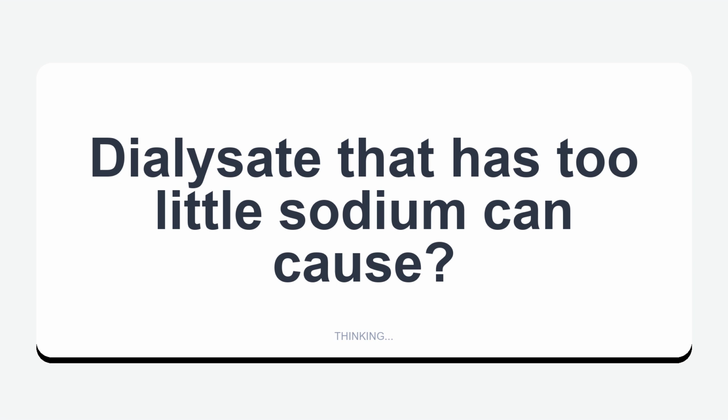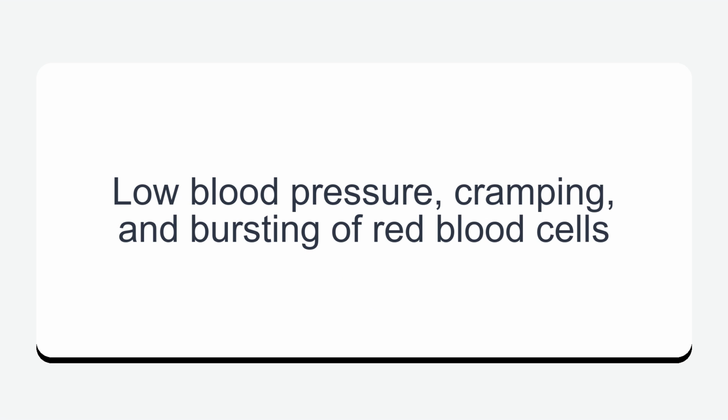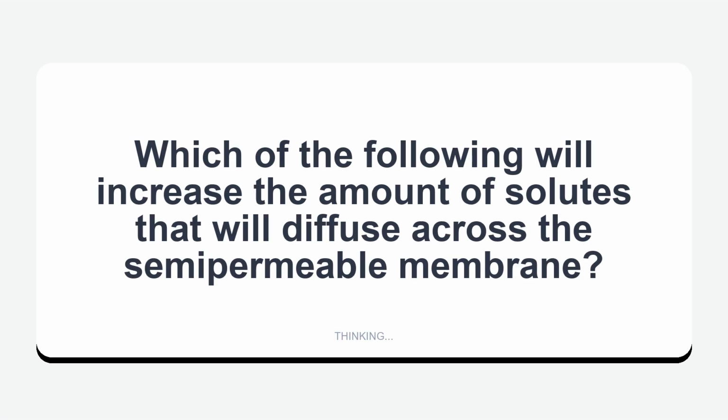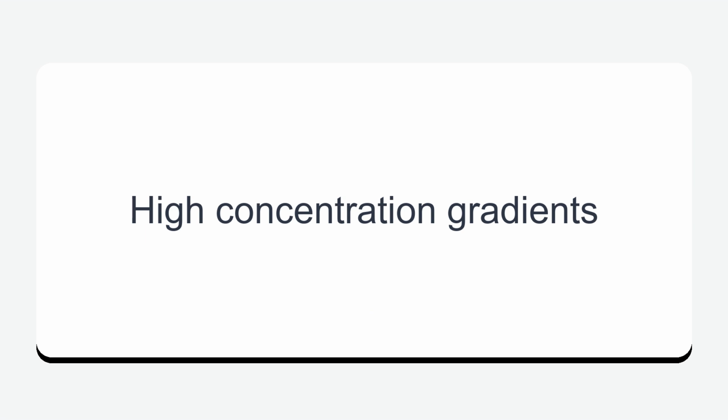Dialysate that has too little sodium can cause low blood pressure, cramping, and bursting of red blood cells. Which of the following will increase the amount of solutes that will diffuse across the semi-permeable membrane? High concentration gradients.